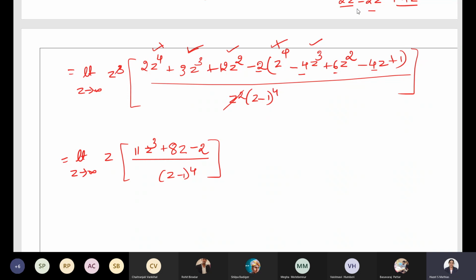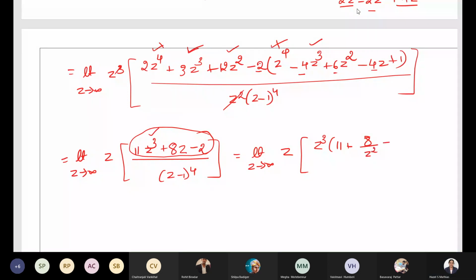The denominator remains as it is. Now next, limit Z tends to infinity. See, here Z cube is there. So what we do is, from this term in the numerator, let's take Z cube outside. If I take Z cube outside, what will remain? 11 plus 8 by Z square minus 2 by Z cube. Similarly from the denominator, if I take Z outside, it is 1 minus 1 by Z whole power 4.